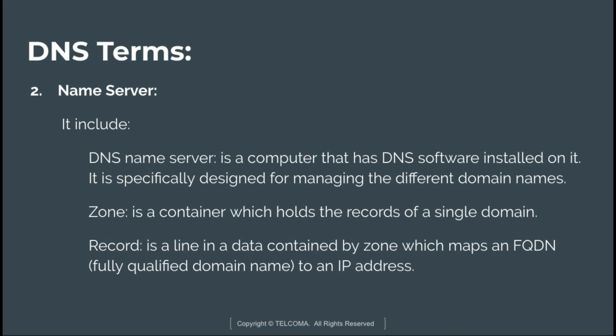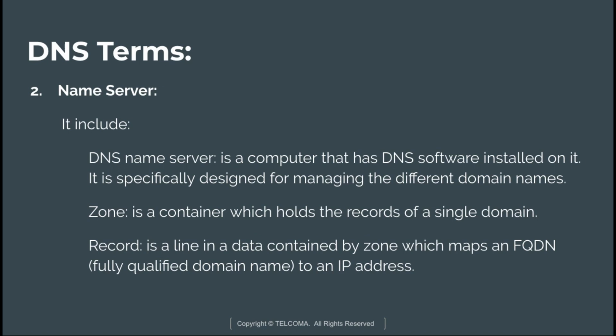After that, the zone. A zone is a container which holds the records of a single domain. Here a simple network has a DNS server for the entire network, and a single domain name can use more than one DNS server. For example, google.com is a busy domain, so it needs multiple DNS servers to support all the incoming DNS queries from the users. For that, we have to represent multiple DNS servers for a particular domain name.